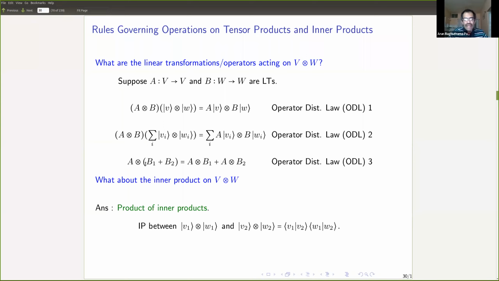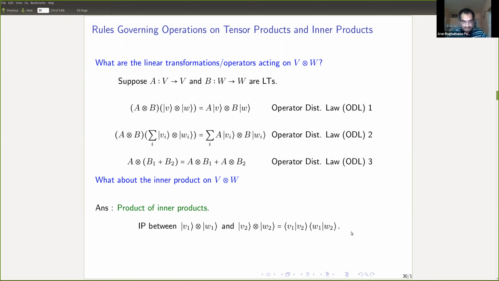Okay, and how do you do inner product between, so if I have V1 tensor W1 and V2 tensor W2, how do you do inner product between these two vectors? Well, it's V1 inner product V2 times W1 inner product W2. So remember, V1 inner product V2 is already defined in H1. W1 inner product W2 is defined in H2. So this object on the right is well defined. So that's the inner product between V1 tensor W1 and V2 tensor W2. So I'm kind of telling you all the algebra for the tensor product space.